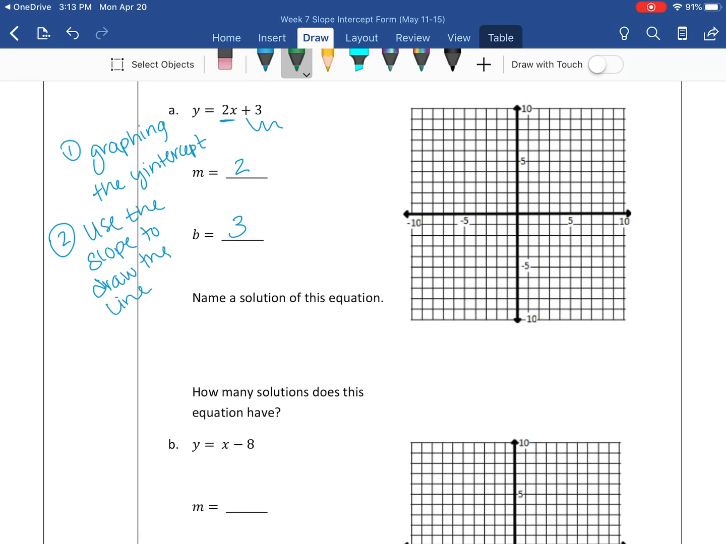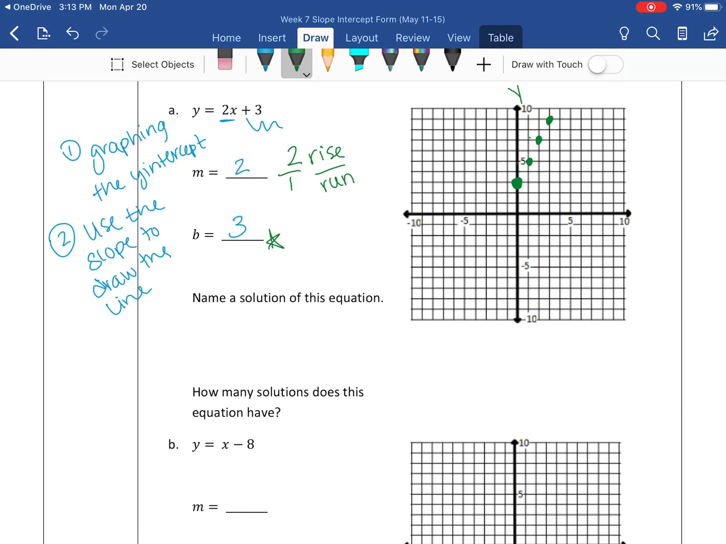Alright, so let's start off with our y-intercept. Our y-intercept for letter A is 3. So here's my y-axis, here's 3. And then my slope is 2. In other words, our slope is 2 over 1, which means we want to go up 2, and we want to go to the right 1. So up 1, 2, to the right 1. Up 1, 2, to the right 1. Up 1, 2, to the right 1.